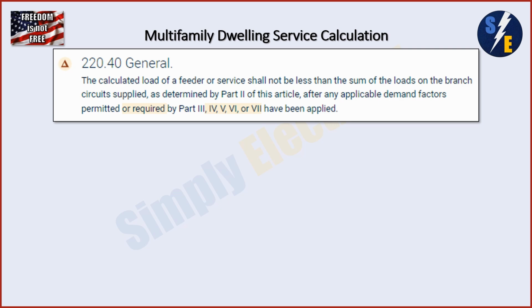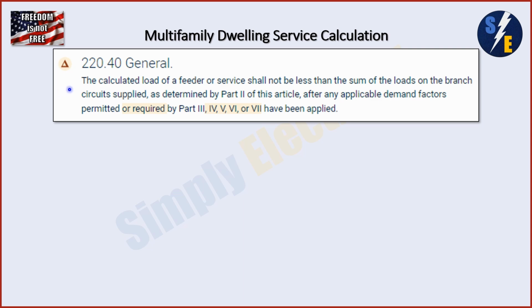Okay, before we start, I want to give you guys a little bit of background about how the code is arranged, at least how this section of the code book is arranged, Article 220. Now we're going to start in 220.40. This is a general section, because this is where it kind of explains where you start from. So I'm just going to read this.